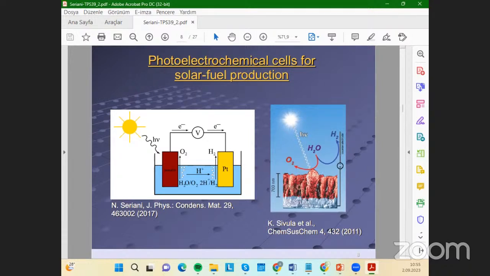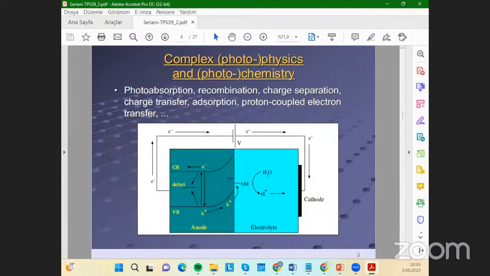The overall process is composed of very, very complex sub-steps. So here is a more conceptual representation of the same system. So here is my photoanode, where I have photoabsorption taking place inside, so electrons are promoted from the valence band to the conduction band, but then I can have recombination processes. And hopefully, if things work well, I am able to separate electrons from holes, and holes travel to the interface with the electrolyte, which is again water with ions, and there the holes contribute to the chemistry of water being oxidized to oxygen.